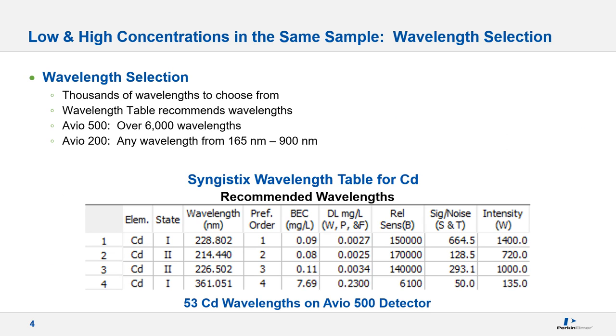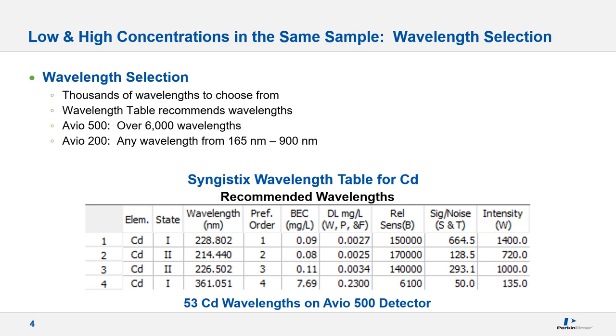With thousands of wavelengths available, there are plenty of wavelengths to choose from when doing analyses by ICP-OES. The IVIA 500 has over 6,000 wavelengths, while the IVIA 200 has the ability to use any wavelength from 165 to 900 nanometers. Many elements have both sensitive and non-sensitive wavelengths.